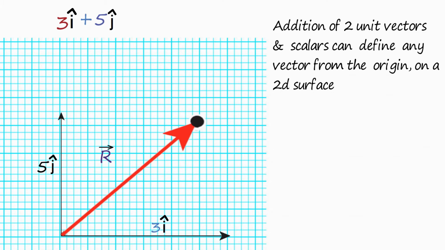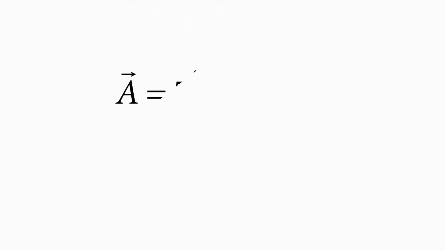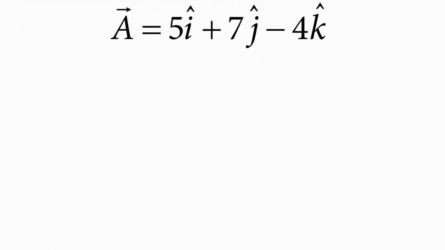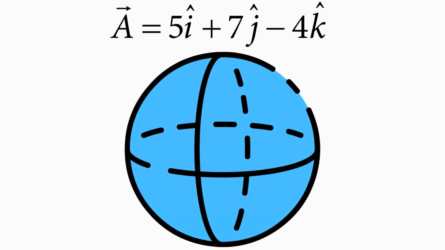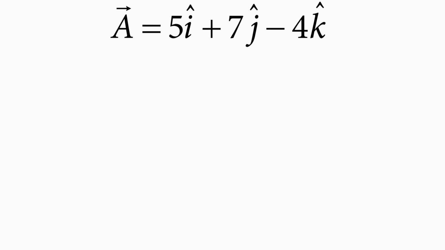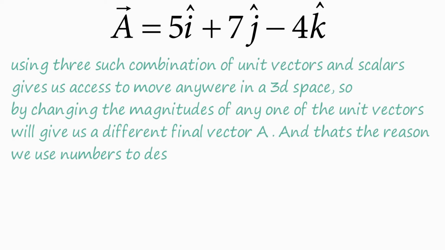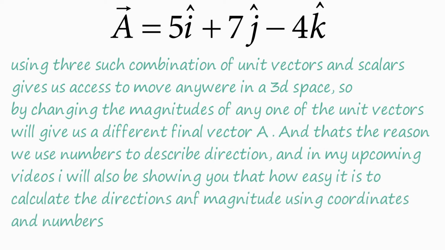But this gets even more interesting when we add another or use 3 such combinations. Now we have access to everywhere. So just by using these 3 scalars and vectors, we can describe any path we want in a 3-dimensional world. So this was pretty easy and basic stuff.